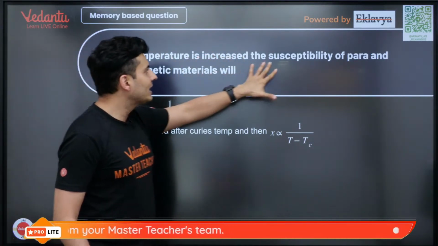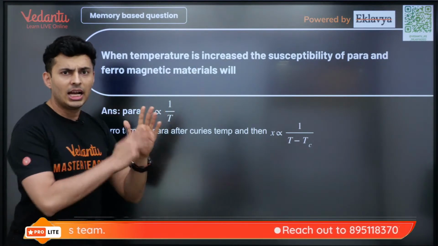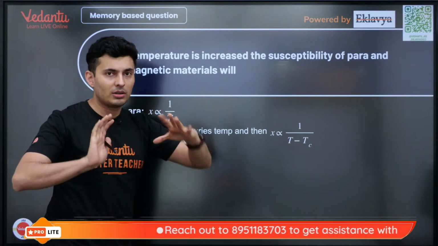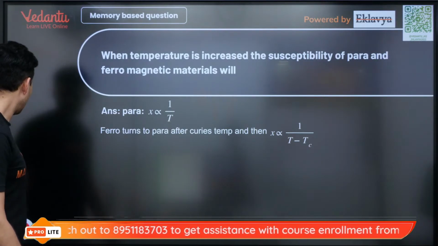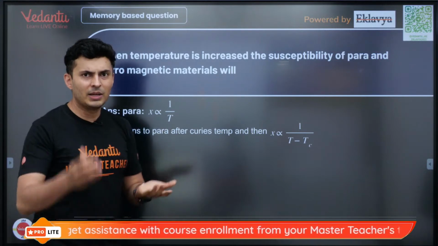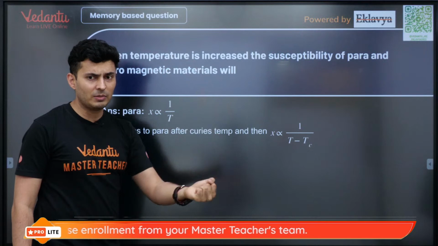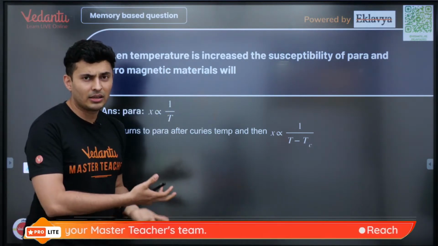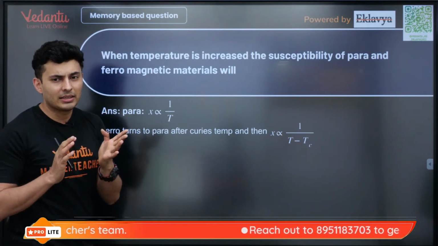When the temperature increases, then the susceptibility of para and ferromagnetic material will... I think it came like an assertion reason. Now we are not really sure what was the exact statement, but I have a feeling that it was something like this. For a paramagnetic material, when temperature is increased, the susceptibility decreases, and for ferromagnetic material, after a particular temperature, it decreases because it turns into paramagnetic or something like that.